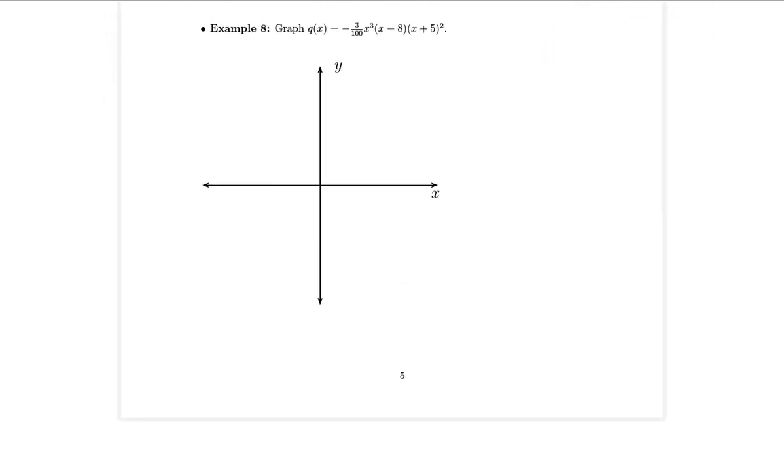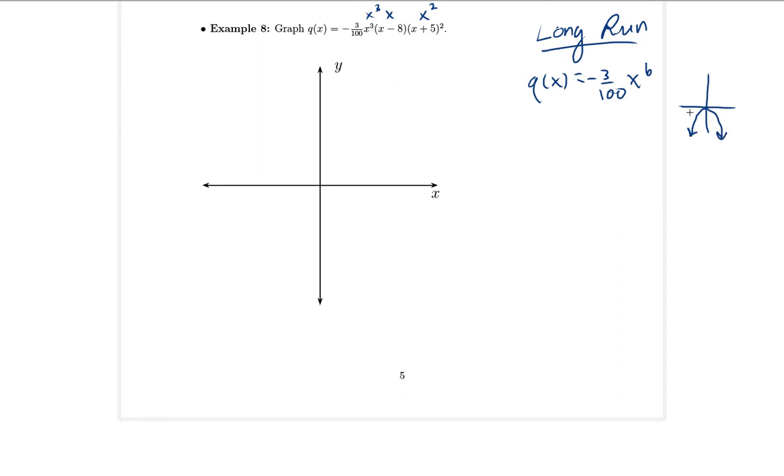All right, so for this one, long run behavior. We get an x squared here, an x here, an x cubed there, but with a negative 3 over 100 in the front. So this thing is going to be negative 3 over 100, x to the 6th. Okay, so since there's a negative there, we know that it's basically doing this in the long run, right? Y equals x to the 6th, but flipped over the x-axis. Okay, so both arrows are pointing down.